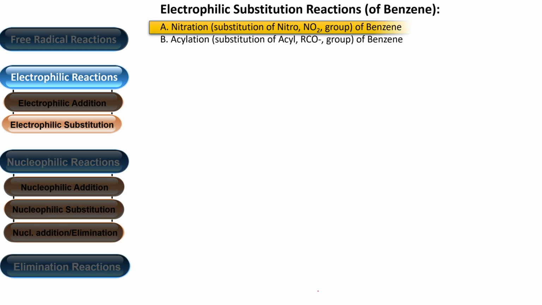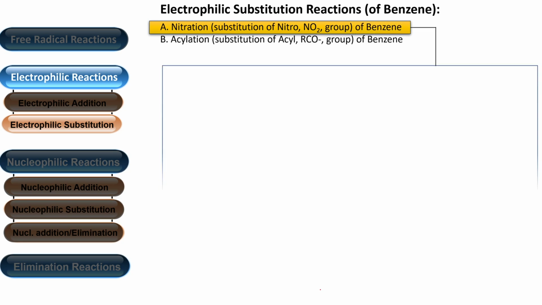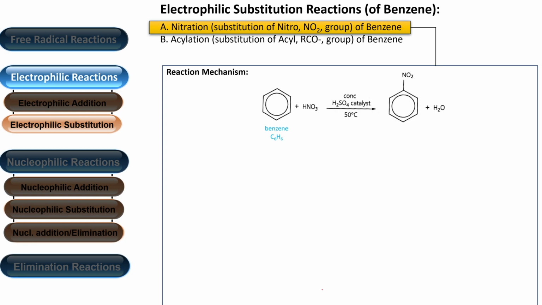So let's start with the nitration of benzene, which means substitution of the nitro group. So this is how the reaction mechanism looks. So benzene is nitrated into nitrobenzene, and for that it needs nitric acid and concentrated sulfuric acid and 50 degrees centigrade temperature. To make the nitrobenzene, benzene needs to have a nitro group. So we first need to have a look at how the nitro group is formed.